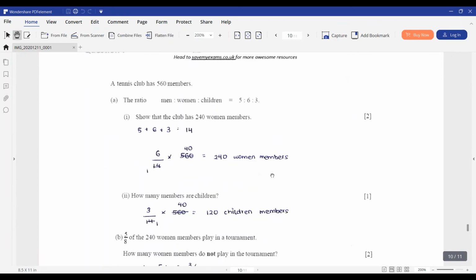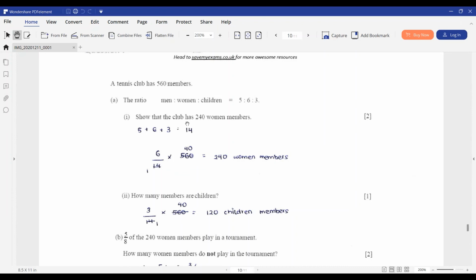Question 7. A tennis club has 560 members. The ratio men to women to children is 5 to 6 to 3. Show that the club has 240 women members. So what we're going to do first is add the ratio to get the total amount, which is 14. So we're going to take 5 plus 6 plus 3, 11 plus 3, that is 14.